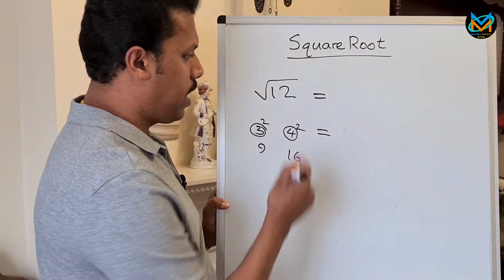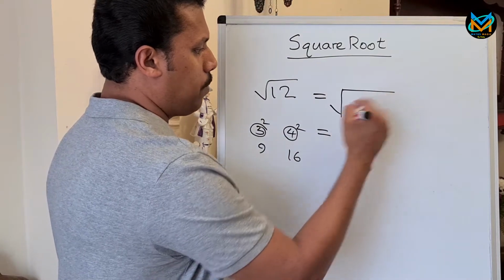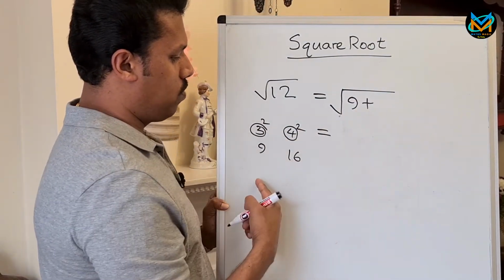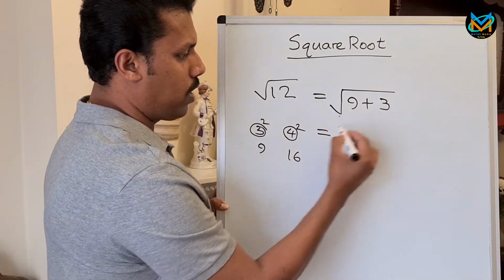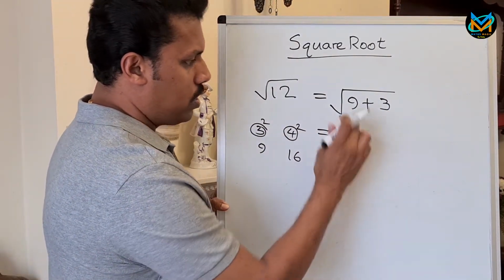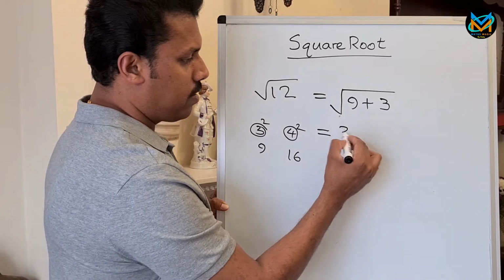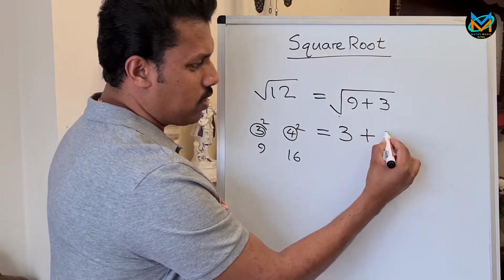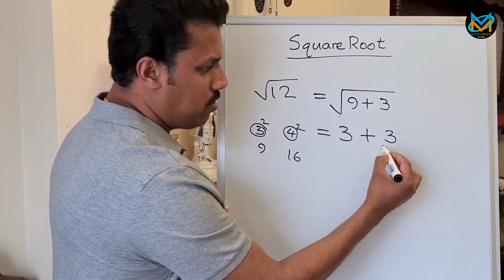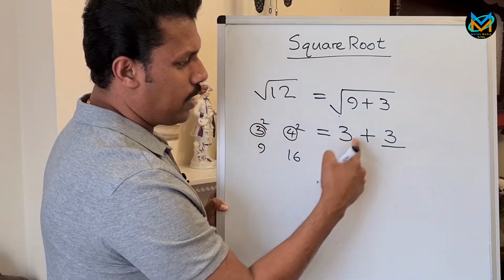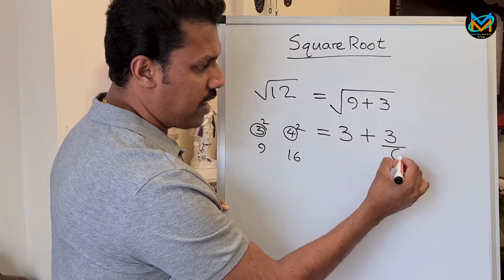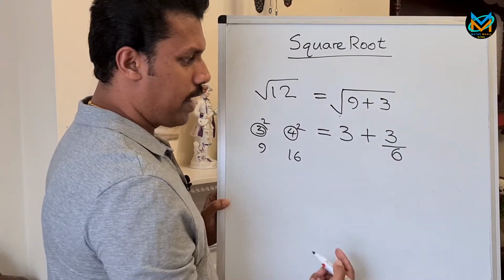If you're using 9, you write 12 as 9 plus 3. We know the square root of 9 is 3. Plus the next digit, 3, divided by double of this number. What is the double of 3? 3 times 2 is 6. Write that here. That will be your answer.